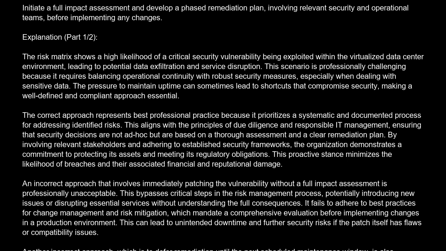An incorrect approach that involves immediately patching the vulnerability without a full impact assessment is professionally unacceptable. This bypasses critical steps in the risk management process, potentially introducing new issues or disrupting essential services without understanding the full consequences. It fails to adhere to best practices for change management and risk mitigation, which mandate a comprehensive evaluation before implementing changes in a production environment. This can lead to unintended downtime and further security risks if the patch itself has flaws or compatibility issues.